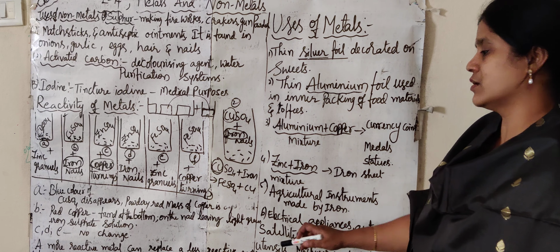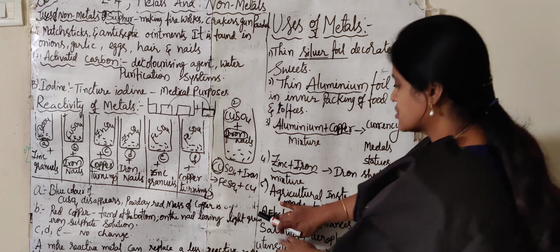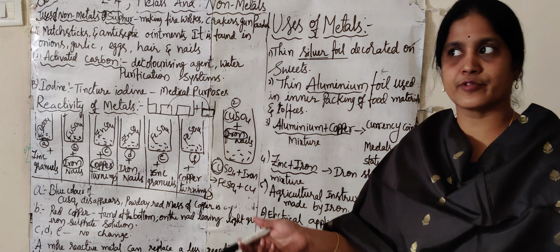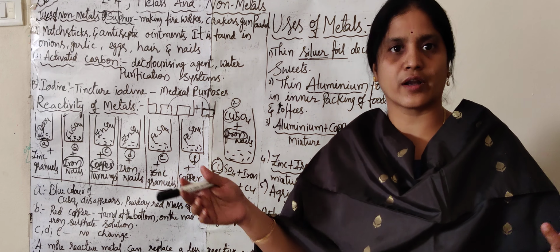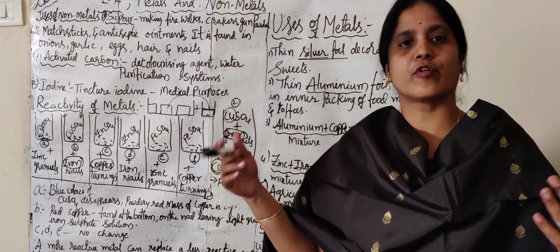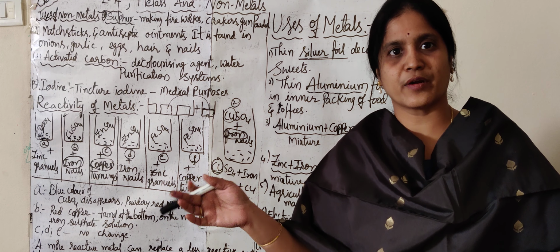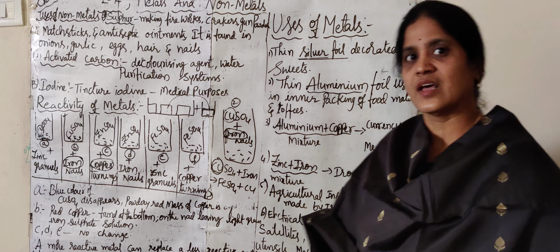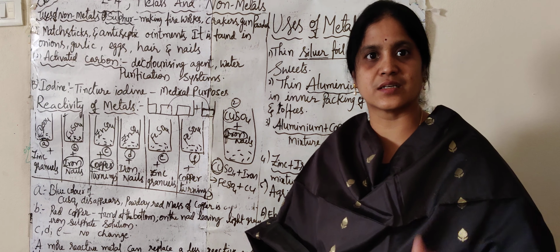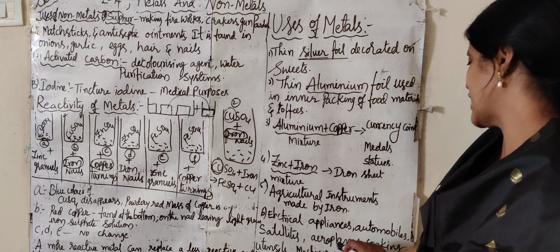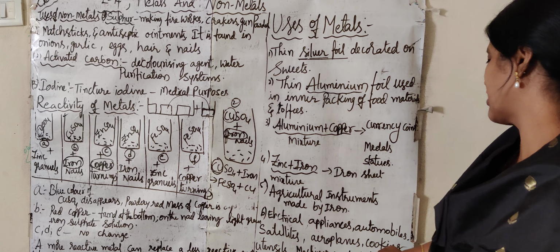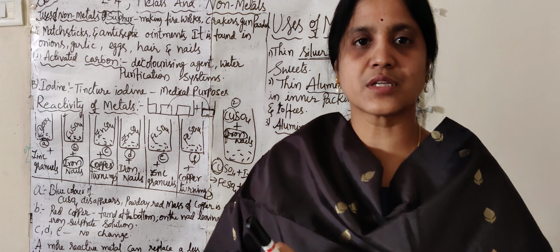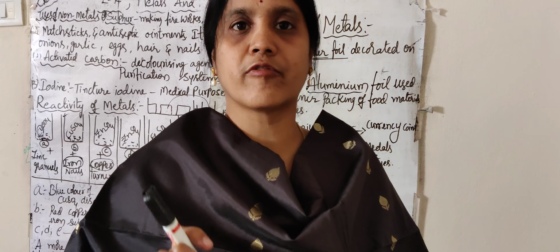Next, most of the metals are used in electrical appliances and automobiles. So if you take an auto, bus, car, train, aeroplane, all the bodies are made up of metals only. They are not using wood or plastic. Satellites, aeroplanes, cooking utensils, machinery, decorative materials, and all these use metals. So these are all the uses of metals.